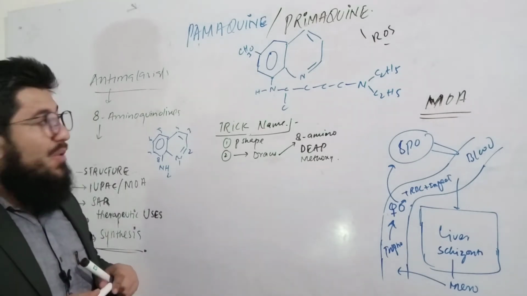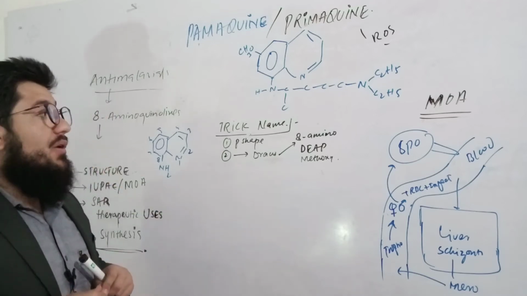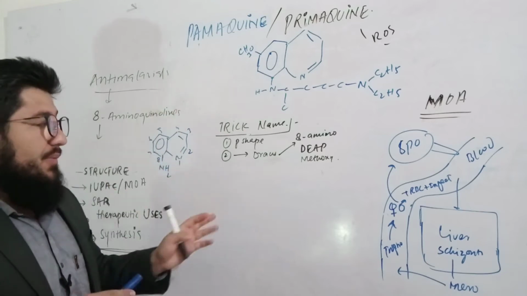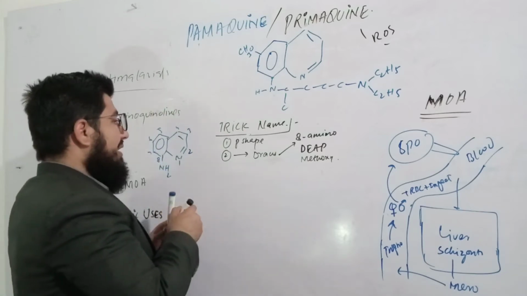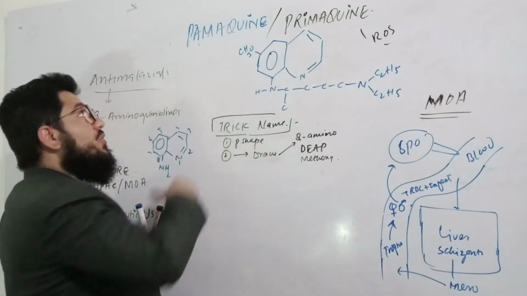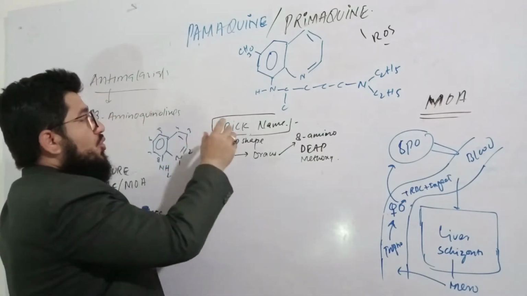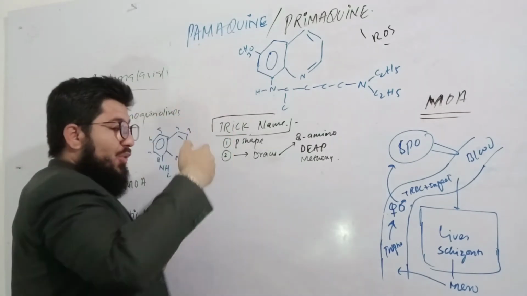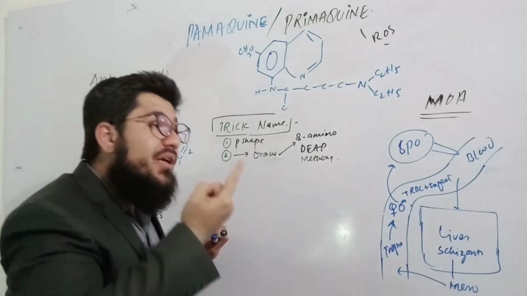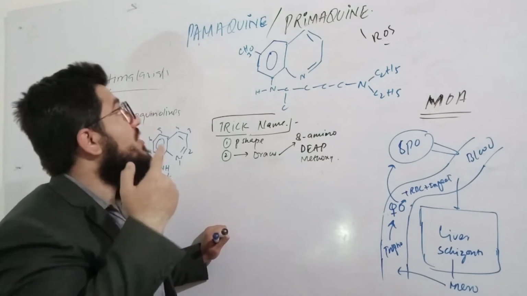Now, here I will tell you about a trick. Through that trick, you will be able to write the structure of pamaquine in a very easy way. Now, what is that trick? Very simple. First of all, I will give this drug a trick name. I must memorize pamaquine by means of a trick name, and then from that trick name, I will be able to draw the structure. So what is the trick name that I have given to pamaquine?